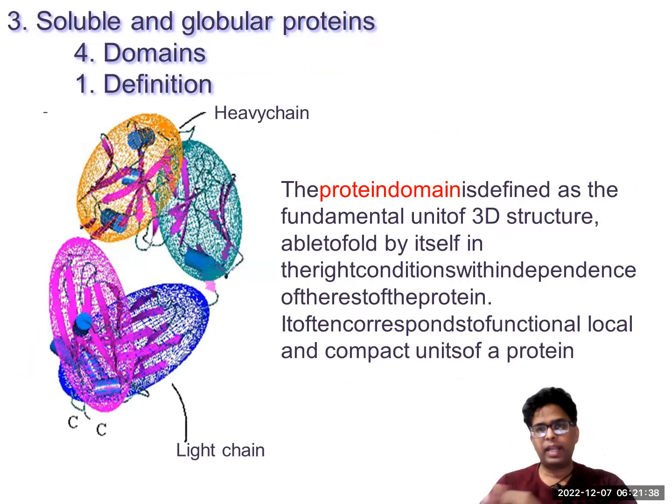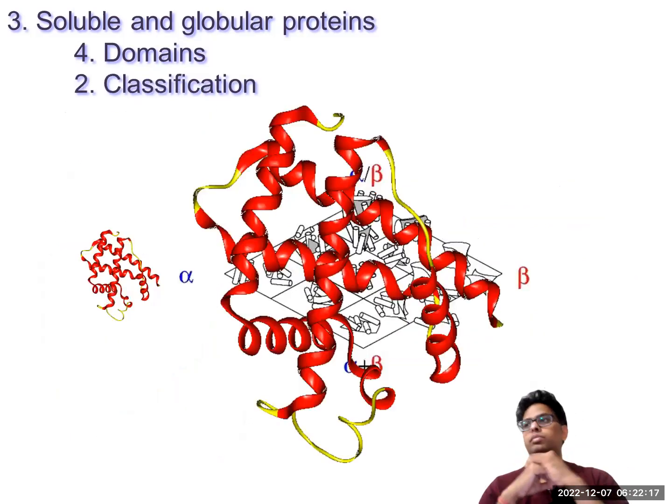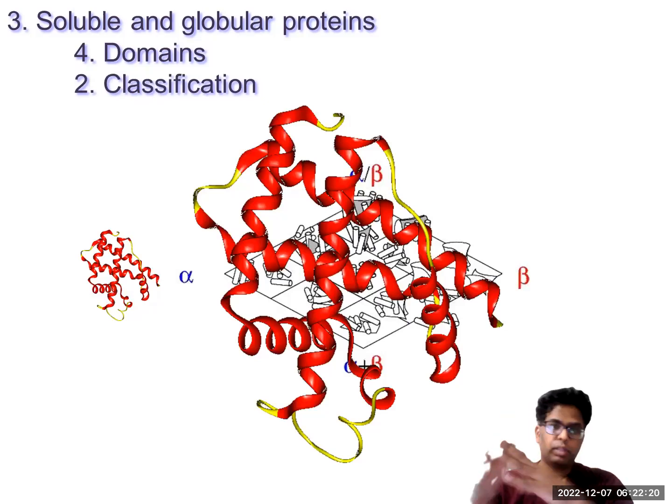So the protein domain is defined as the fundamental unit of the three-dimensional structure able to fold by itself in the right direction. There is some typographical error, but ultimately, suppose the light chain and heavy chain of antibodies, keep this in mind. If there are different helices, different motifs, these motifs have a possibility to interact with each other or repel each other, and they take different orientations. One orientation is the final one, which has the lowest binding energy, and that is the structure of the ultimate protein.